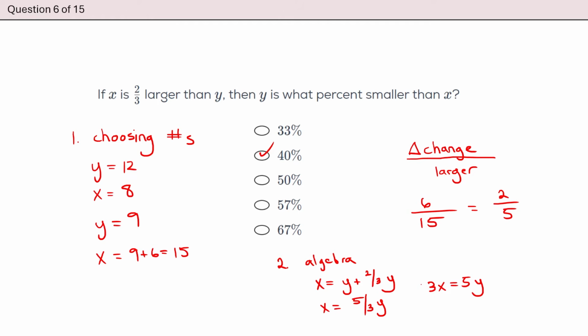And from here, if you want to choose numbers or if you want to move the 5 over, so divide everything by 5, you'll see that 3 divided by 5, I'm just converting it to a decimal, is 0.6. So 0.6x equals y. So if 60% of x equals y, that means y must be 40% smaller, right? Because of course, 60 plus 40% equals 1. So the correct answer here is B. All right, should we move on to number 7? Let's move on to number 7.